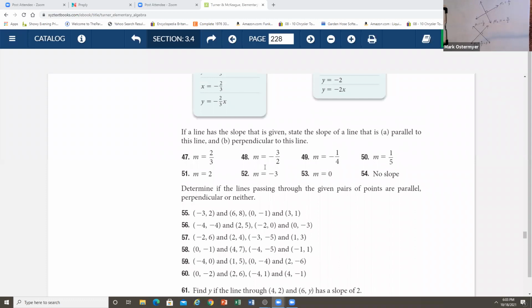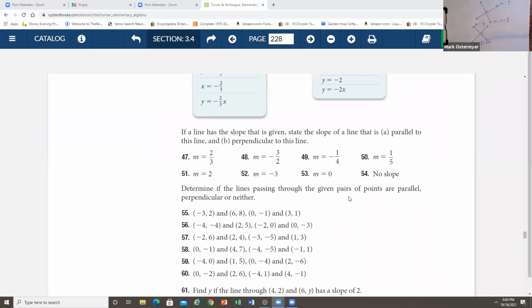So for problem 48 here, if a line has a slope that is given, state the slope of a line that is A, parallel to this line, B, perpendicular to this line. What would have to be the slope of a line that's parallel to this line with the slope of negative 3/2? Negative 3/2. If the line is to be perpendicular to this line, what would its slope have to be? Positive 2/3.